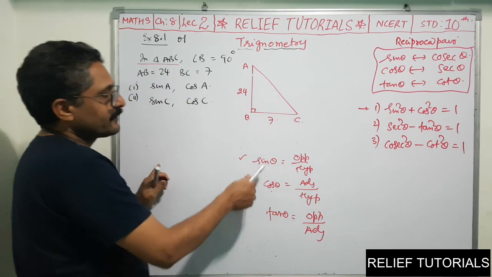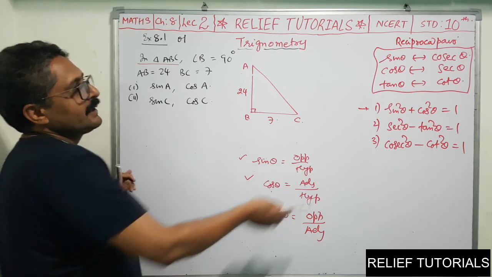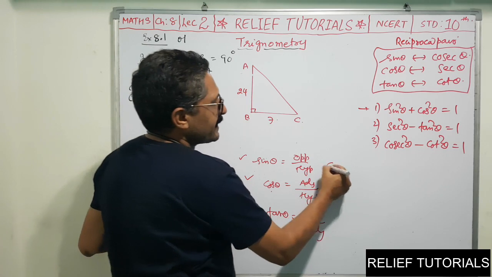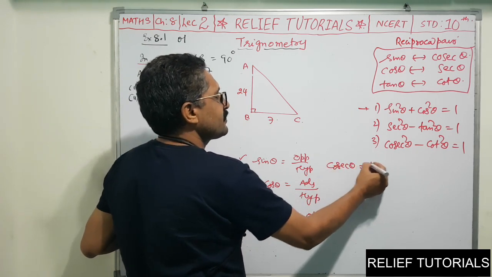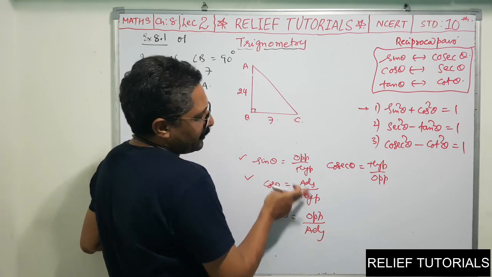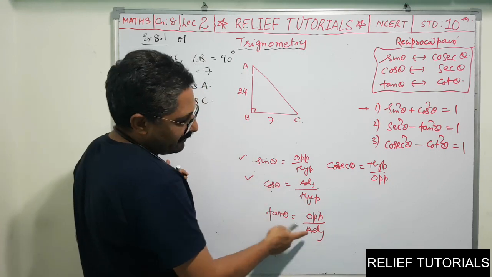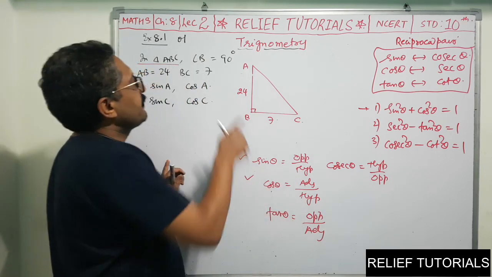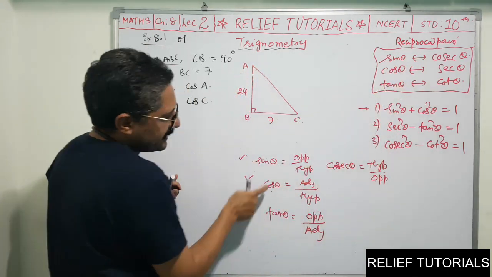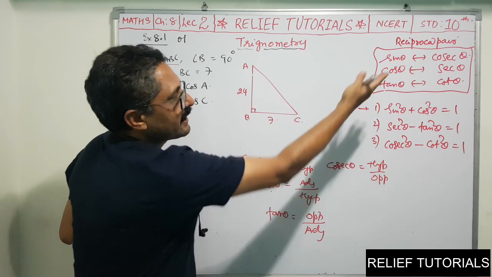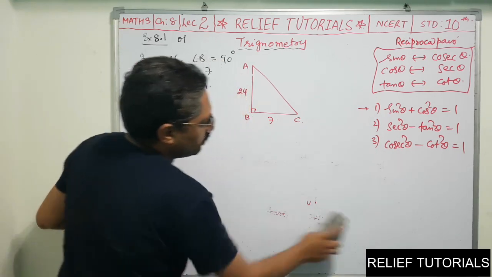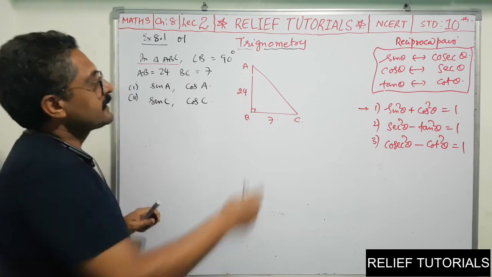And if sine is opposite upon hypotenuse, cosec will be its reciprocal. So hypotenuse upon opposite will be cosec theta. And sec theta will be hypotenuse upon adjacent, and cot theta will be adjacent upon opposite. Why? Because they are the reciprocals of sine, cos and tan. I have written sine, cos and tan. Remaining three are their reciprocals. So now we want this hypotenuse.